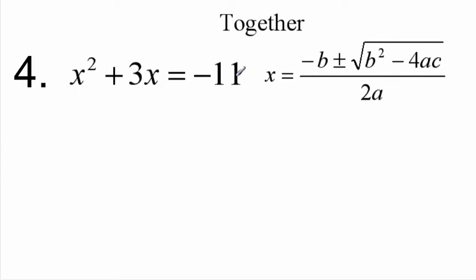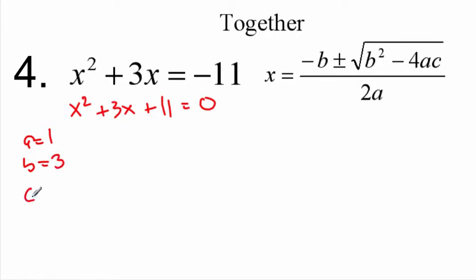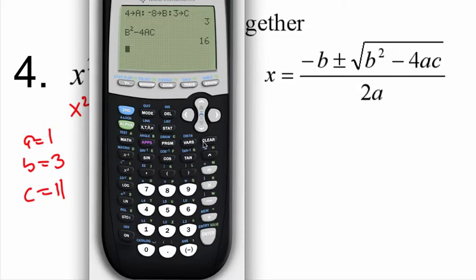Now what I like about this example is you start out with a term on the wrong side of the equal sign. So the first thing I need to do is I need to get everything to the correct side. So I'm going to bring the 11 over and add it. Now I'm going to write down my A, my B, and my C. So I'm going to go to my calculator. I'm going to do 1 store A, 3 store B, and 11 store C.